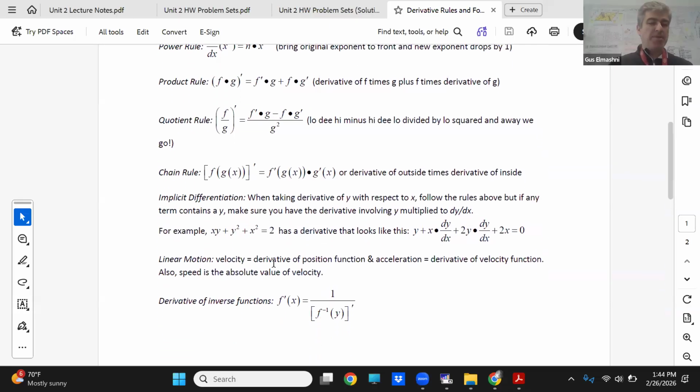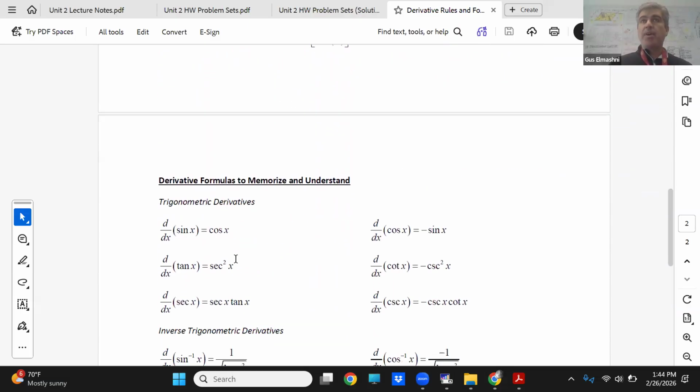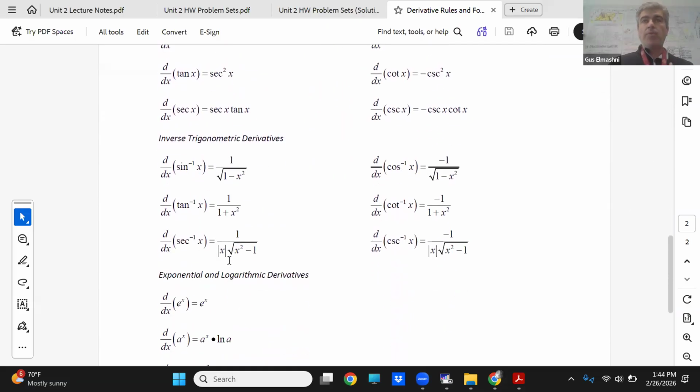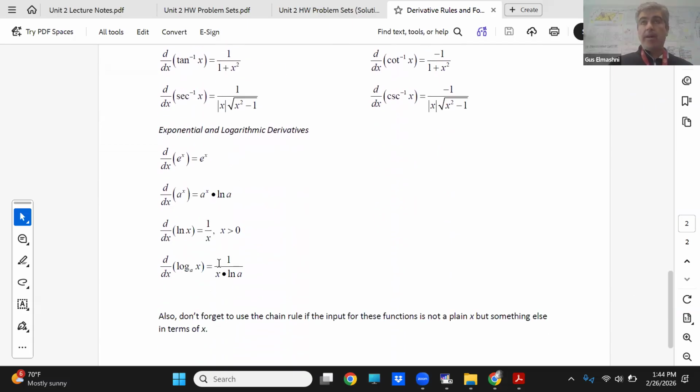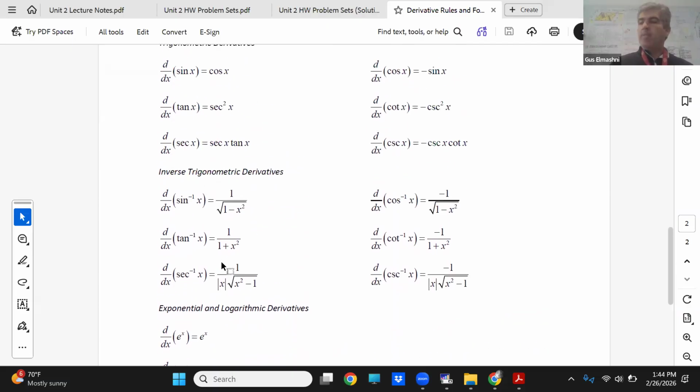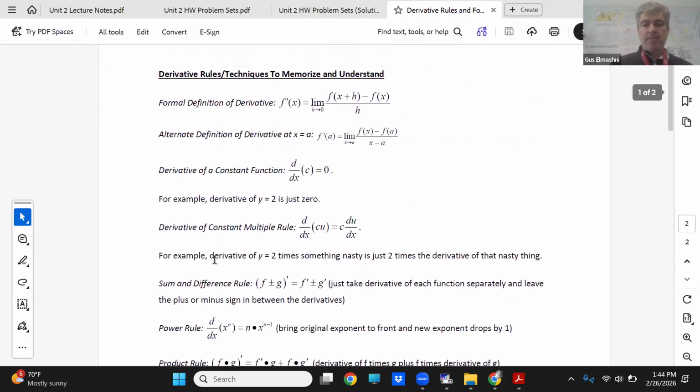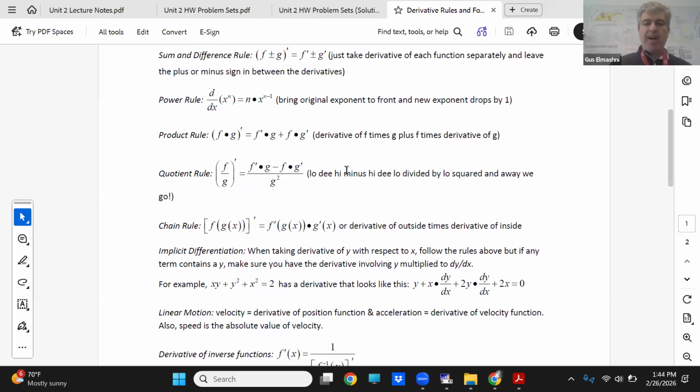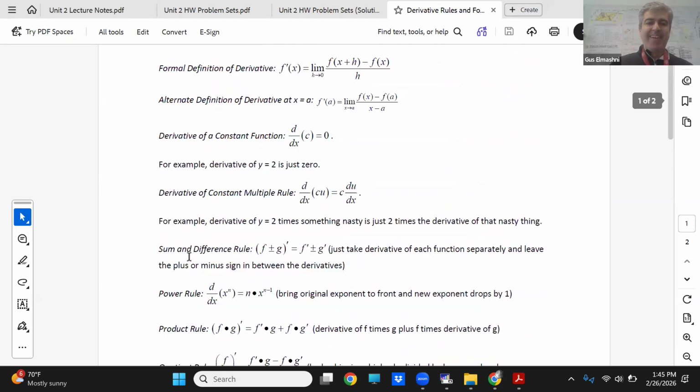We're not going to do implicit differentiation. That's next year. We're not going to do derivative inverses, but we are doing linear motion: velocity is the derivative of position, acceleration is the derivative of velocity, speed is absolute velocity. All the trig stuff's right here. We're not doing inverse trig. You'll do that next year. We are going to do exponential and log functions. So I'll print these so you guys have access to this, but we're not going to be doing the inverse stuff, just so you know. And of course I do low d high minus high d low over low squared, and away we go. So I put the rhyme there as well.